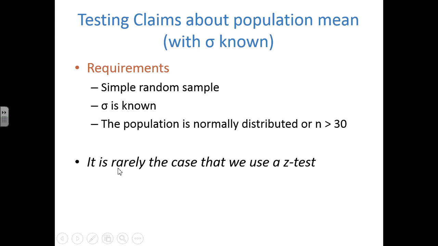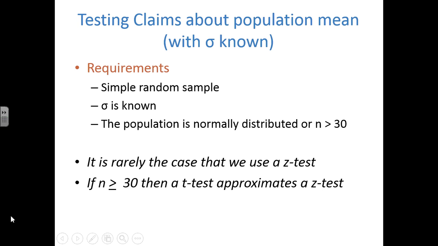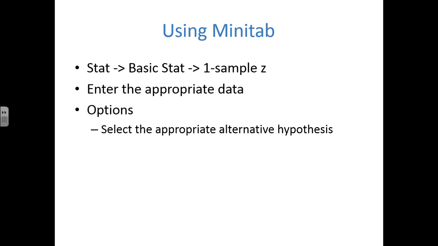Now, it is rarely the case that we use a Z test, right? I told you that in chapter 6. But if n is greater than or equal to 30, then a T test approximates a Z test. They're close enough to be considered the same. Now, using Minitab, you go to Stat, Basic Stat, 1-Sample Z, you enter the appropriate data, go to Options and select the appropriate alternative hypothesis.